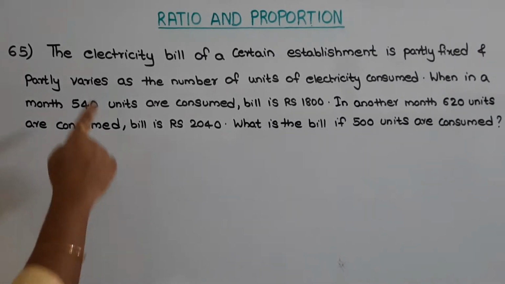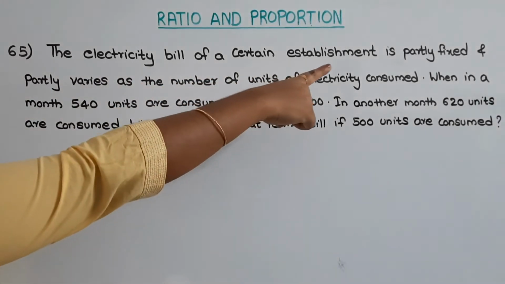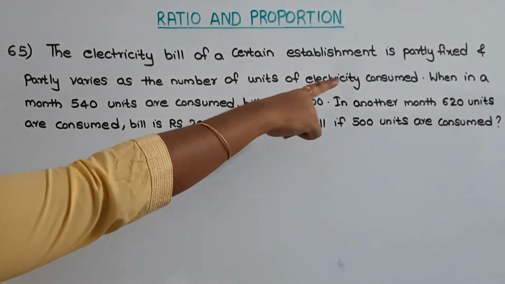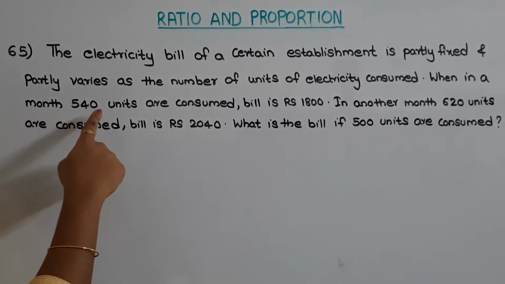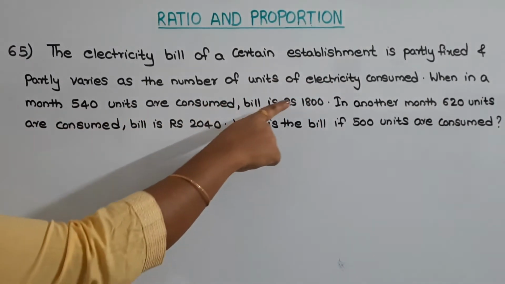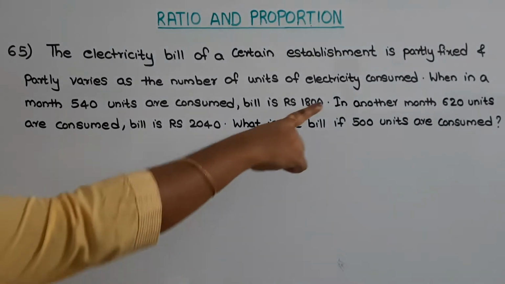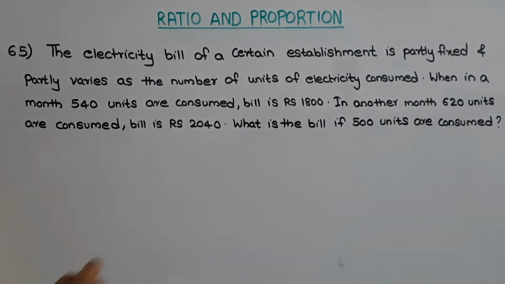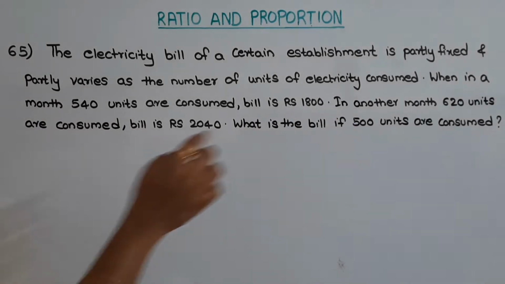The 65th question is: the electricity bill of a certain establishment is partially fixed and partially varies as the number of units of electricity consumed. When in a month 540 units are consumed, the bill is rupees 1800. In another month 620 units are consumed, the bill is rupees 2040. What is the bill if 500 units are consumed?